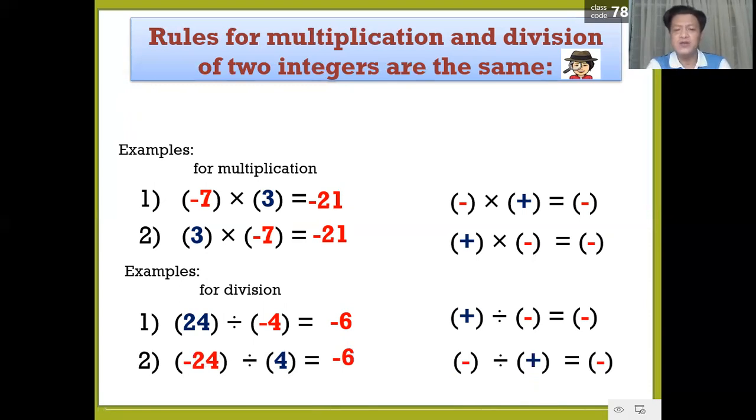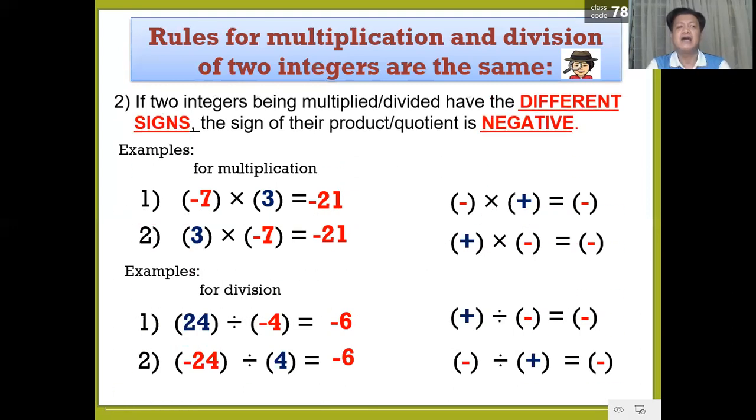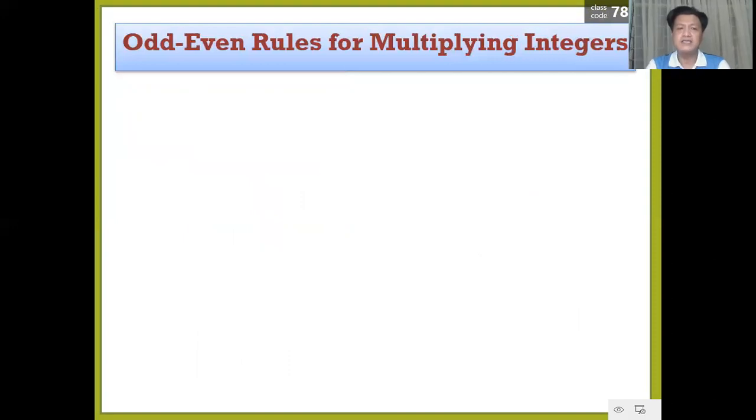So we can say, ano yung rule natin? Di ba? I-state natin that if two integers being multiplied or divided have different or magkaiba ang kanilang sign, the sign of their product or quotient is always negative. Ibig sabihin lamang yan kapag nag-multiply tayo or nag-divide ng magkaiba ang sign, so the product or quotient is always negative. Okay, so aside from that, no, meron tayong tinatawag na odd-even rules for multiplying integers.